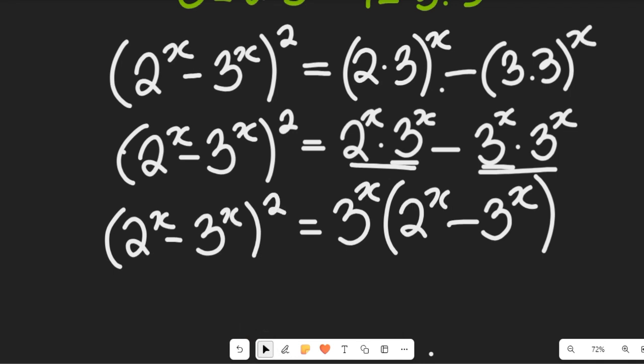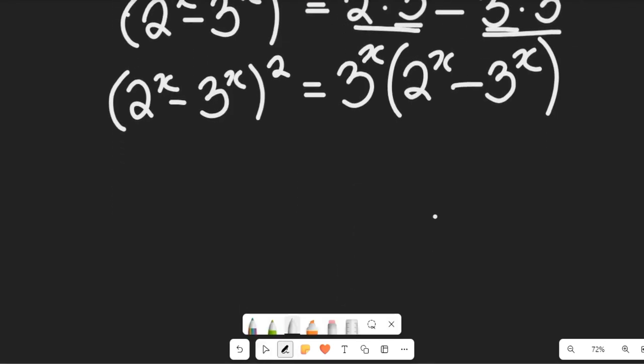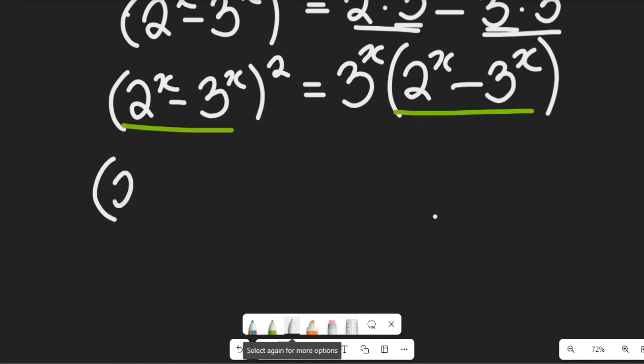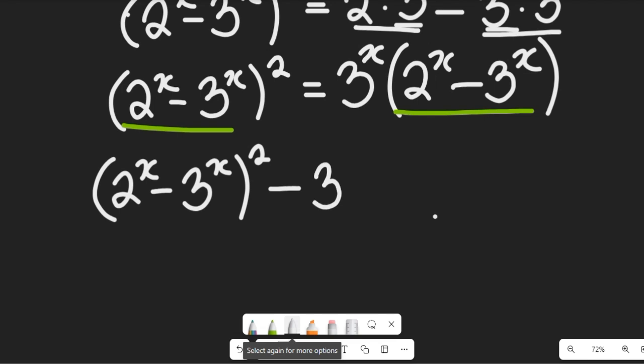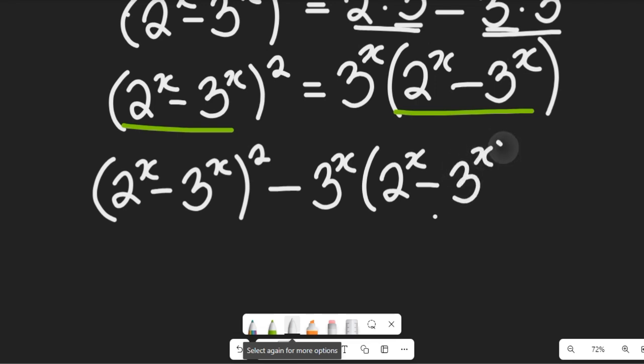all squared. Now, do you notice something? That I have this to be the same as this. That means I'm making headway with this solution. So I'm going to take the right hand side to the left hand side, and that is going to give me 2 to the power of x minus 3 to the power of x all squared, and this will give me minus 3 to the power of x multiplied by 2 to the power of x minus 3 to the power of x, and all this will be equal to 0.